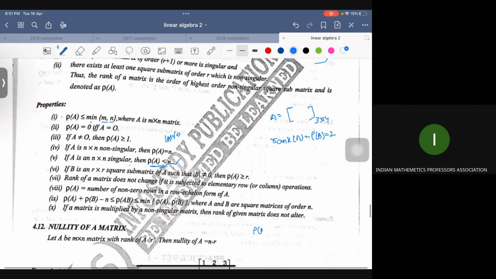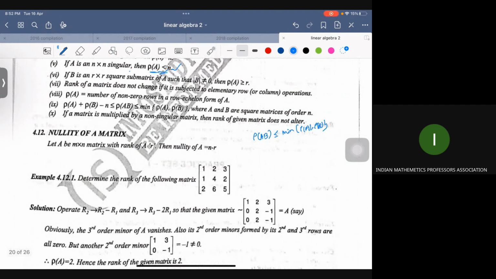Rank of AB is less than or equal to minimum of rank of A, rank of B. If a matrix is multiplied by a non-singular matrix, then the rank of the given matrix does not alter.